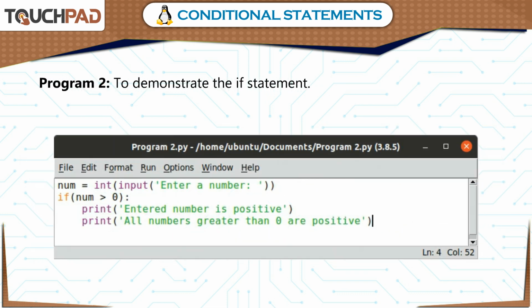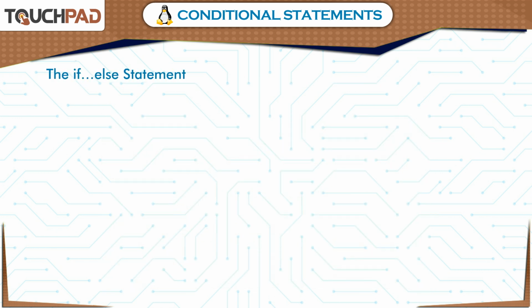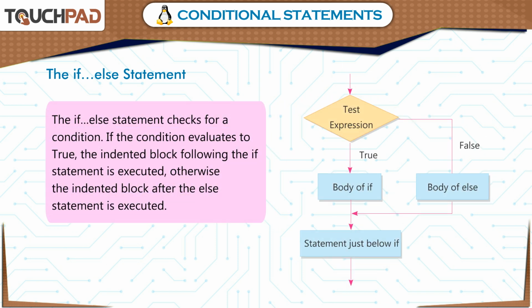Program 2. To demonstrate the if statement. On running the above program, we get the following output. The if-else statement. The if-else statement checks for a condition. If the condition evaluates to true, the indented block following the if statement is executed. Otherwise, the indented block after the else statement is executed.